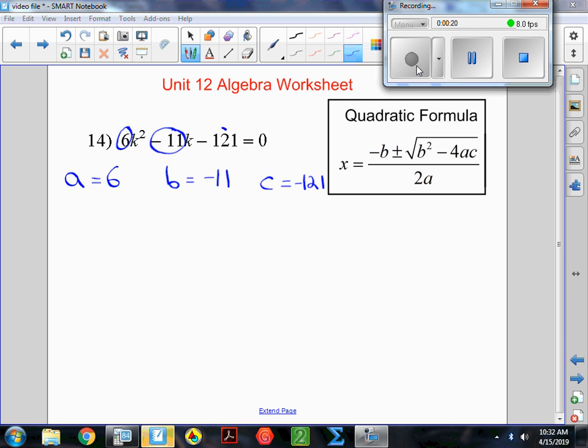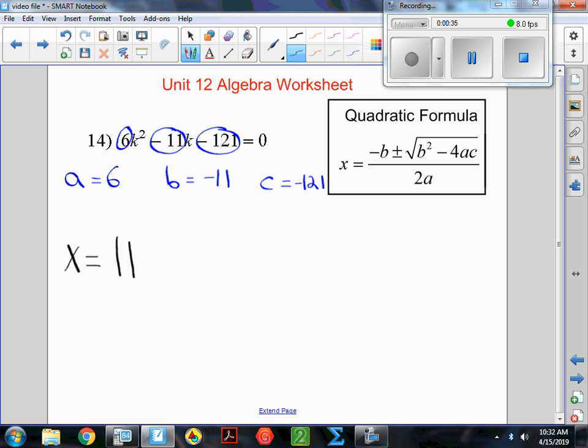Those are all the technical terms for the number in front of k squared, the number in front of k, and the number without any letters. So A, B, and C. So my quadratic formula is going to look like x equals the opposite of b. So this is the first time we've had a negative b value.